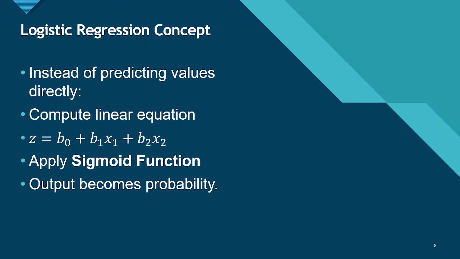first computes a linear equation, so we compare linear regression and logistic regression. The model calculates a linear combination of the input data. B1 and B2 are the weights assigned to those features. B naught is the bias or intercept term. Essentially the model multiplies each feature by its weight and adds them together. The formula is z equals b naught plus b1 x1 plus b2 x2.